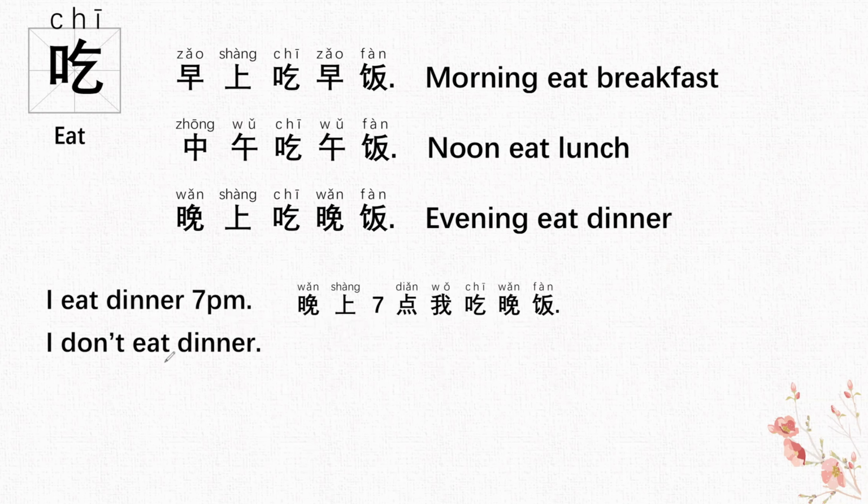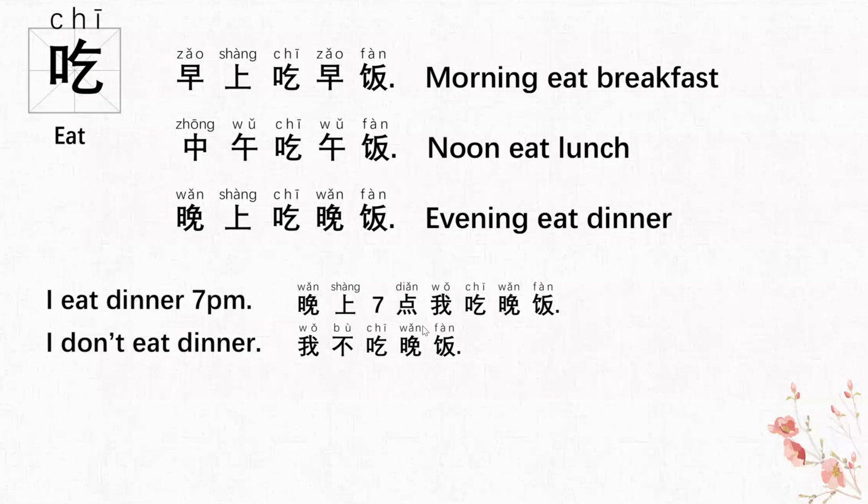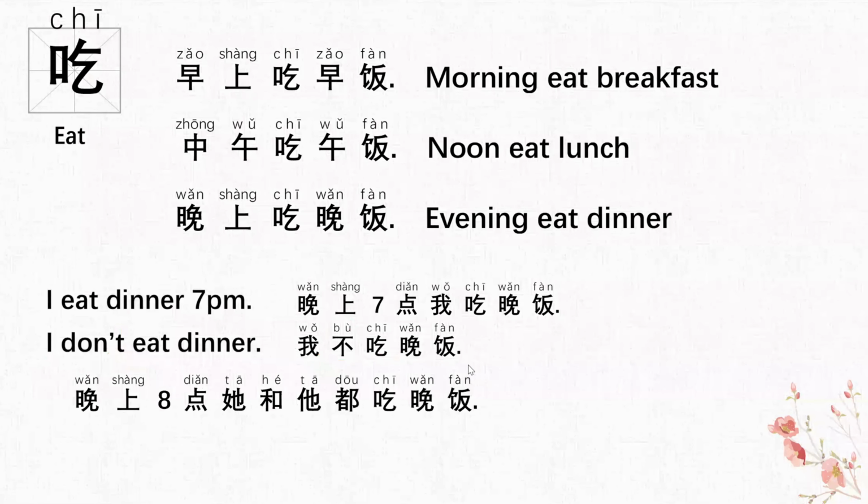Second one, I don't eat dinner. Pause the video as well. Okay, so the answer is going to be 我不吃晚饭。我 I, 不吃 don't eat. 不 You can put 不 before every verb in Chinese and it becomes a negative, just like how you use don't in English. Okay, 我不吃晚饭.